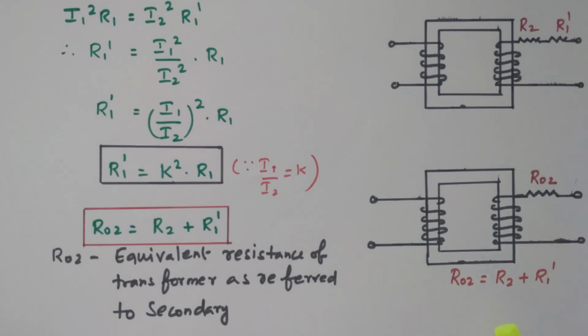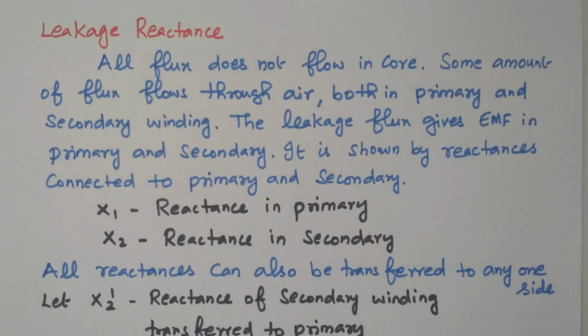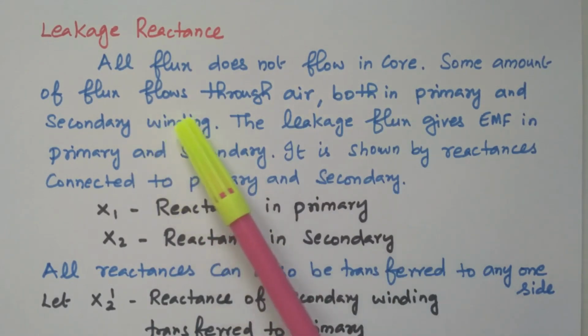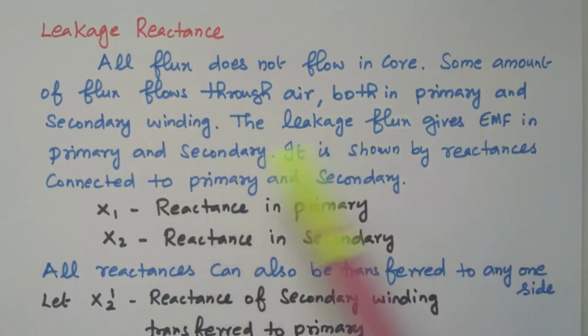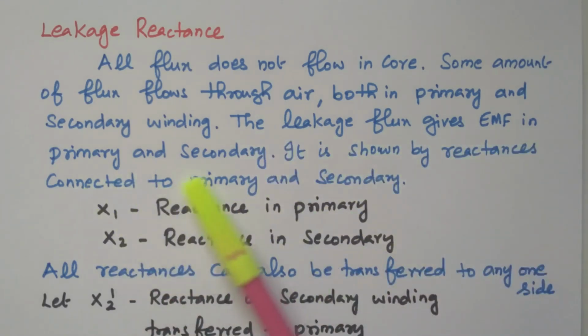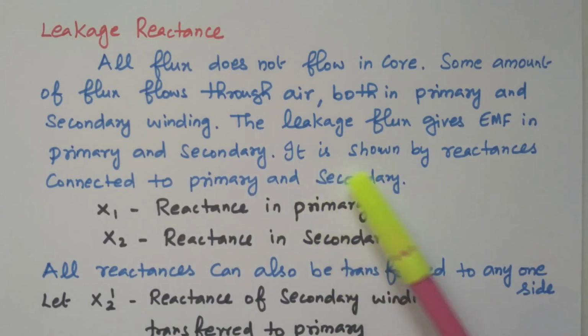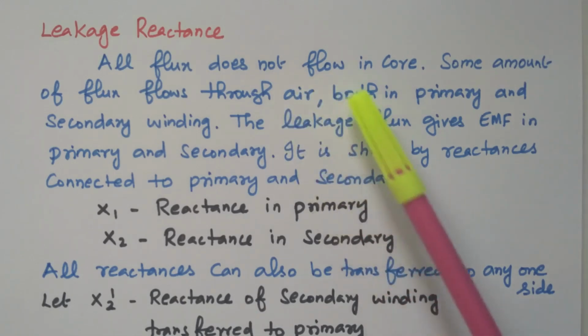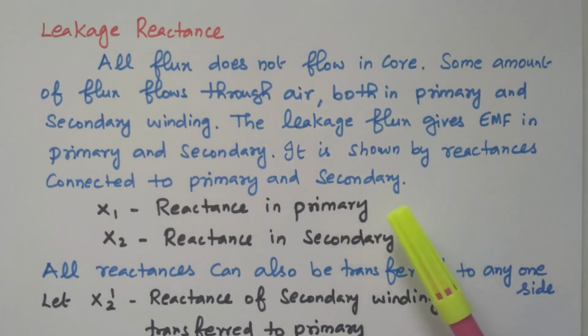Similarly, we can see the leakage reactance. All the flux does not flow in the core, some amount of flux flows through the air, in both primary and secondary winding. The leakage flux gives EMF in the primary and secondary winding. It is shown by reactance connected to the primary and secondary winding. So the reactance will be available. Because the flux is not flowing in the core, an EMF is produced, so that is denoted as a reactance. X1 is the reactance in the primary, X2 is the reactance in the secondary.